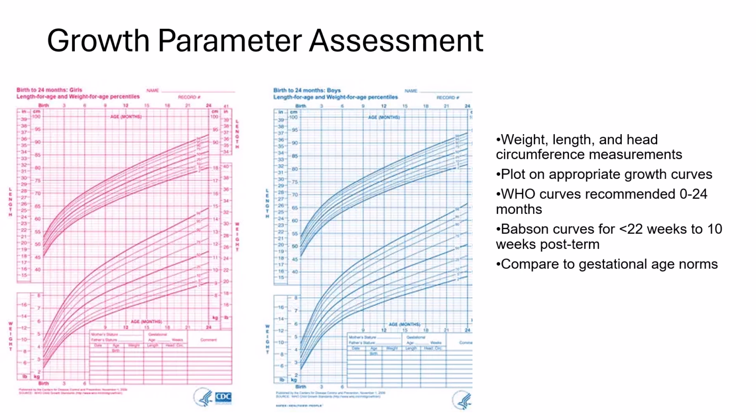Always compare measurements to gestational age norms, not just chronological age norms. Proper growth parameter assessment helps identify intrauterine growth restriction, macrosomia, and other growth abnormalities that significantly impact neonatal care.